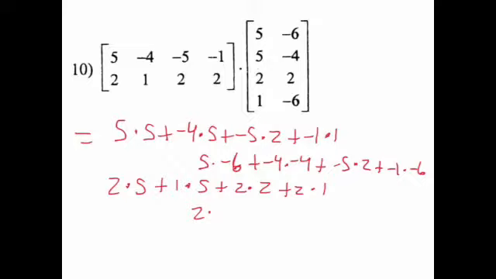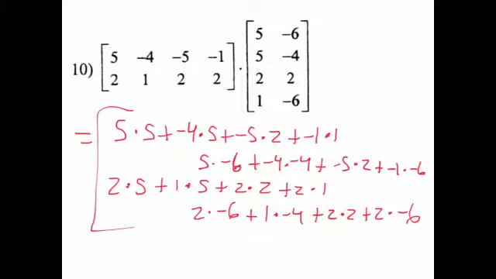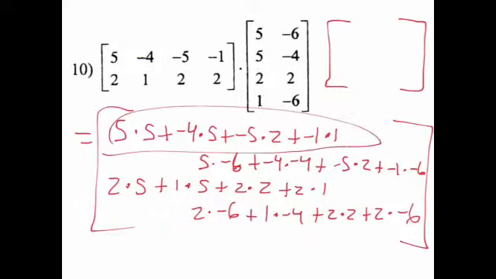2 times the negative 6 plus 1 times negative 4 plus 2 times 2 plus 2 times negative 6. And so this is my intermediate matrix. I now need to do those calculations, and it's actually going to come out to just a 2 by 2 here. And so let me do these calculations real quick.